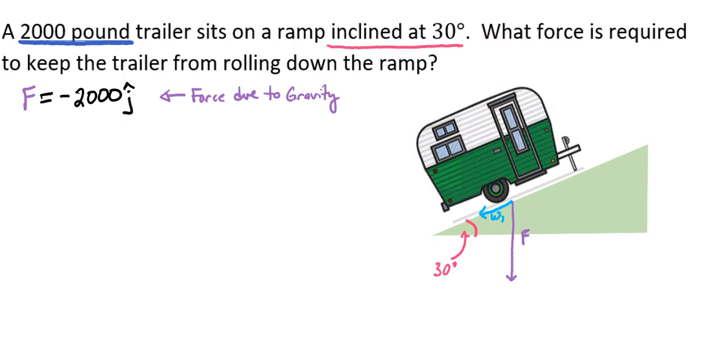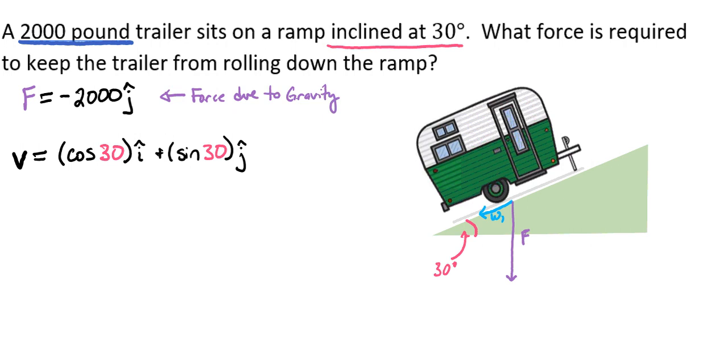Now, in order to find the force required to keep the trailer from rolling down the ramp, we're going to project F onto the unit vector V in the direction of the ramp. And what that's going to look like is V equals the cosine of 30 degrees times the unit vector i plus the sine of 30 degrees times the unit vector j.